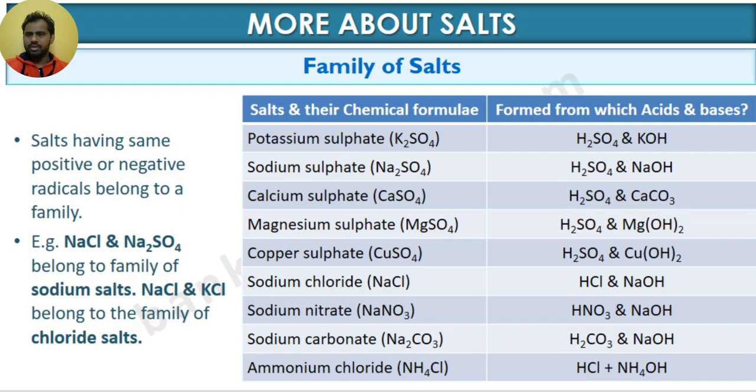Salts having the same positive or negative radicals belong to a family. For example, we see the salts NaCl and Na2SO4. What is common in these two salts? Na, sodium. So they belong to the family of sodium salts. In the same way, NaCl and KCl belong to the family of chloride salts, as chloride is common in them.